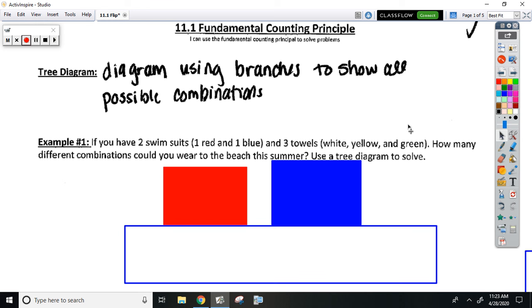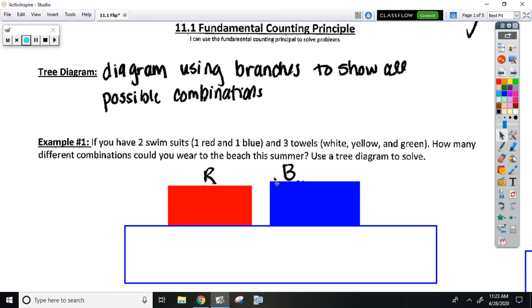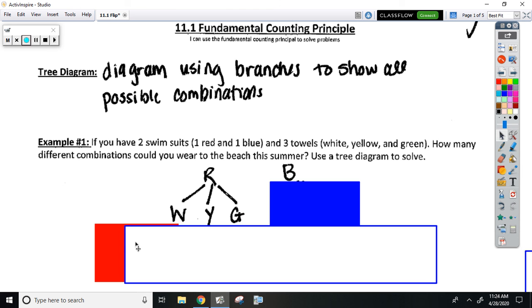So example 1 says if you have 2 swimsuits, a red and a blue, and 3 towels, a white, yellow, and green, how many different combinations could you wear to the beach this summer? Use a tree diagram to solve. So the first thing I did was I just labeled red and blue to represent the 2 swimsuits that I have. So I'm going to first pick red or blue. And then once I've selected one of those swimsuits, I then need to pick my towel color. So stemming off of the red, I would have my white, yellow, and green.